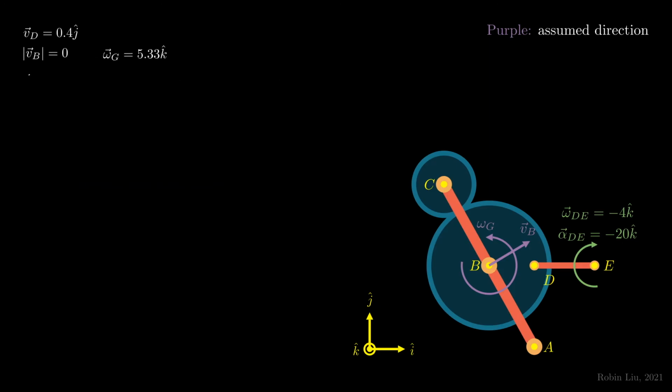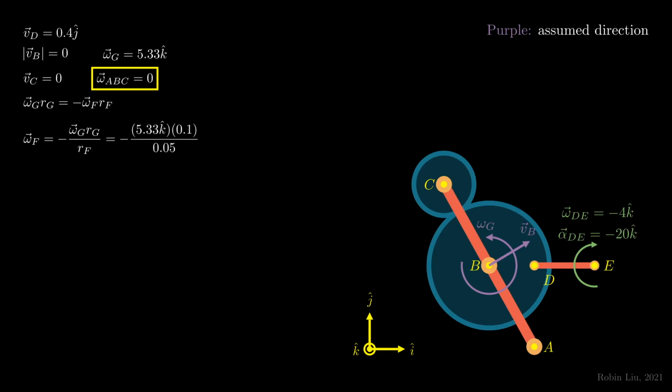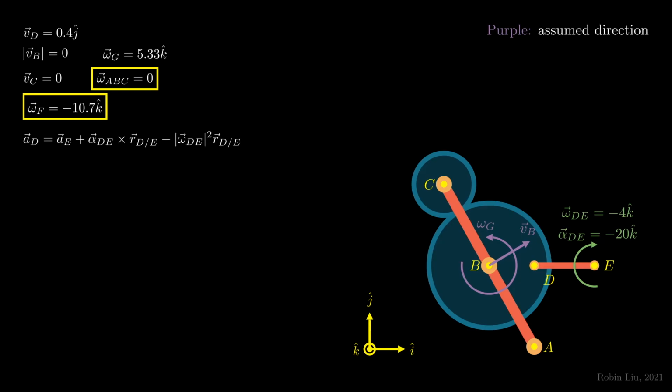This lets us answer the first part of the problem. Since both point A and point B are not moving, then the whole link ABC must not be moving. Next, we can use the gear relationship to find the rotation rate of the smaller gear, which is called gear F. This gives us the answer to the second part of the problem. Now that we have finished velocity analysis, we can move on to acceleration.